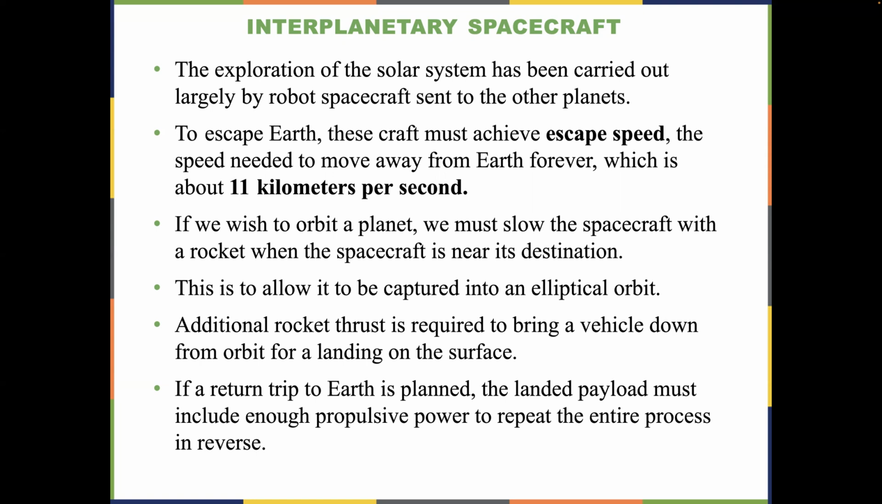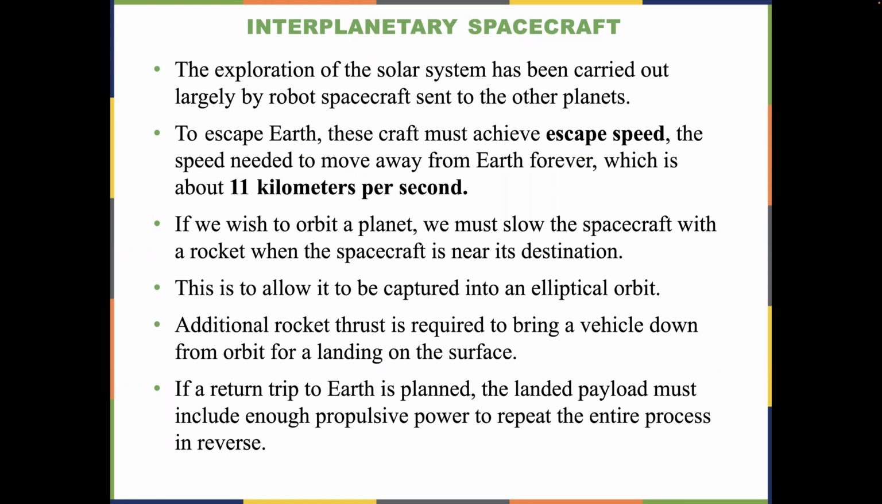Now, if we wish to orbit a planet, we must slow the spacecraft with the rocket. So we must slow the spacecraft with the rocket when the spacecraft is near its destination. So you have to provide the escape speed to move out from the Earth, and then when you need to go for a certain planet or the orbit of that particular planet, you have to slow down the spacecraft at the same time, right? And you have to use a rocket for that when you get close to that particular planet.